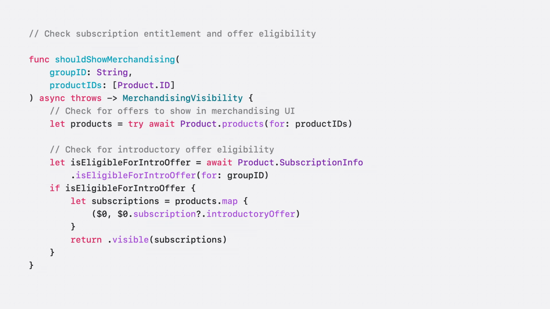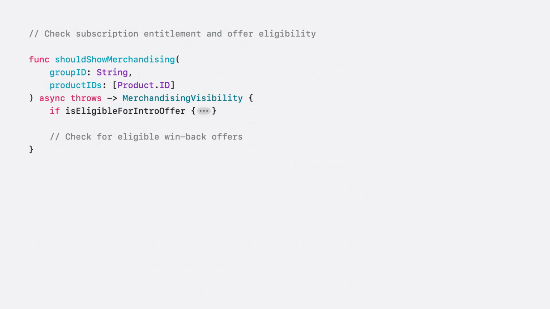In that case, I first load the products for the subscriptions I want to merchandise. Then, I need to make sure if the customer is eligible for an introductory offer, and if they are, return the subscription products and the offer to show in the view. If they're not eligible for an introductory offer, I can look at the subscription status I previously retrieved to see if they're eligible for a win-back offer instead.